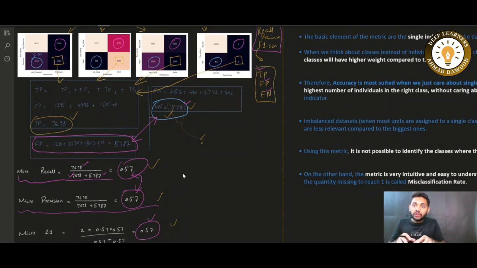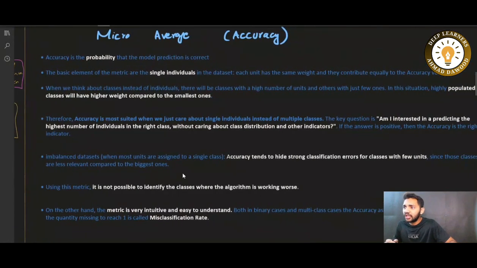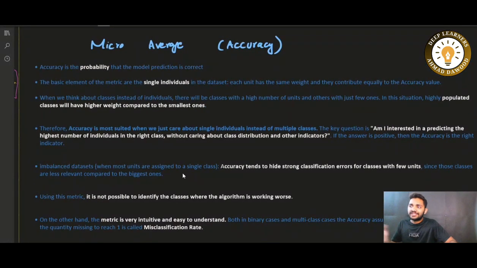That's why micro average gives equal weight to each sample, while macro gives equal weight to each class. So you can say macro is the upper level, giving equal weight to each class, and micro is the lower level, giving equal weight to each sample. So micro average is actually the same as accuracy. I hope you got the idea. Since micro average is the same as accuracy, it holds the same properties, so we will discuss those properties also.